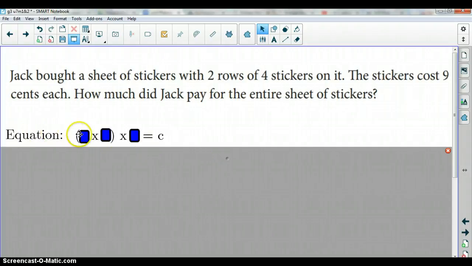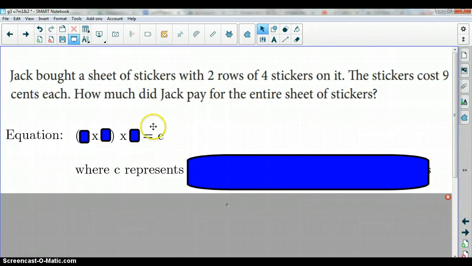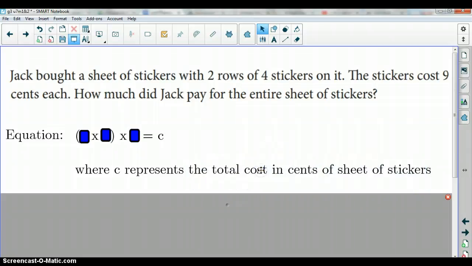So our equation here looks something like this. So what do you guys think this variable C is representing? So then you have a discussion that it would be what, and then reveal it, the total cost in cents of the sheet of stickers. And then how would we get what that C is? What numbers would go in here? So then you have a discussion and you reveal, and then you would go forth and let them solve it.